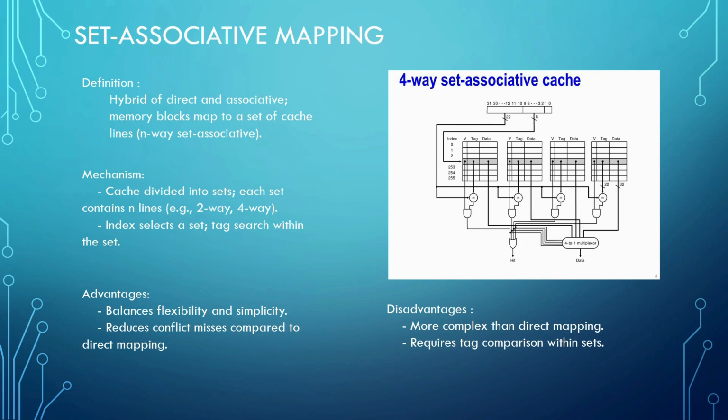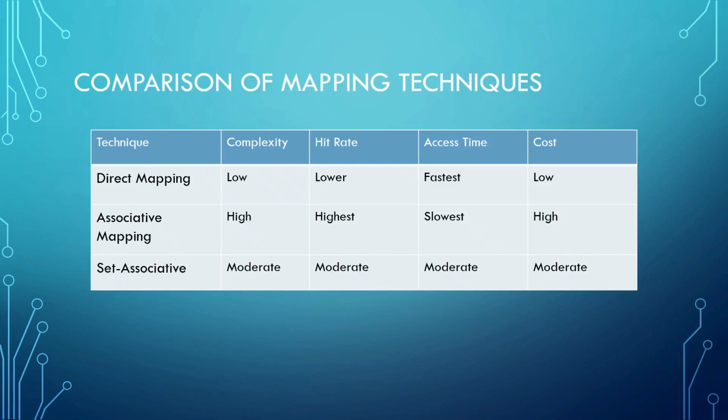So, for example, in a two-way set associative cache, each set has two lines, and in a four-way, each set has four lines. So this reduces the chance of collision compared to direct mapping, while still being faster and simpler than fully associative mapping.